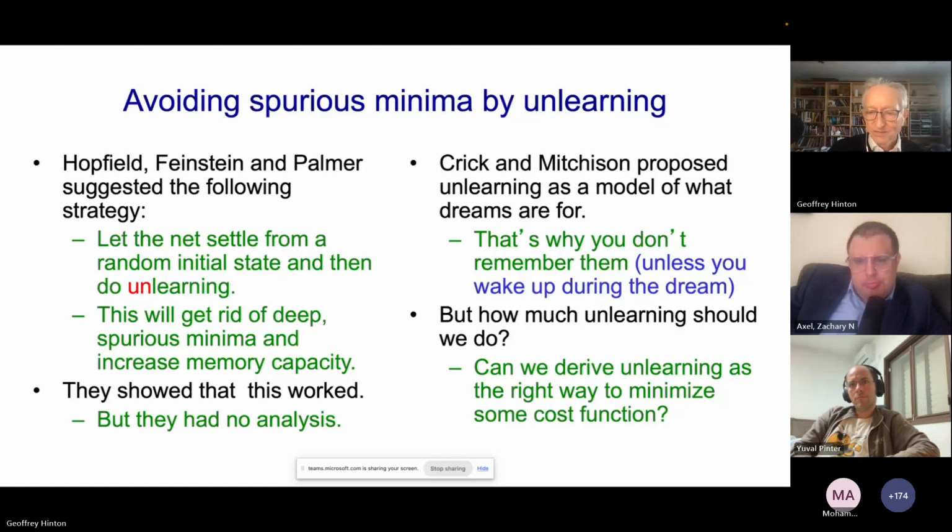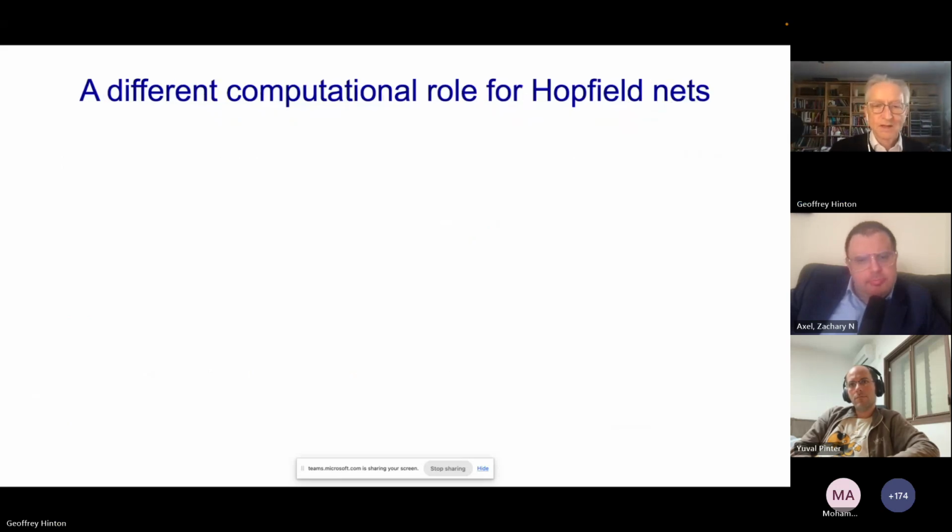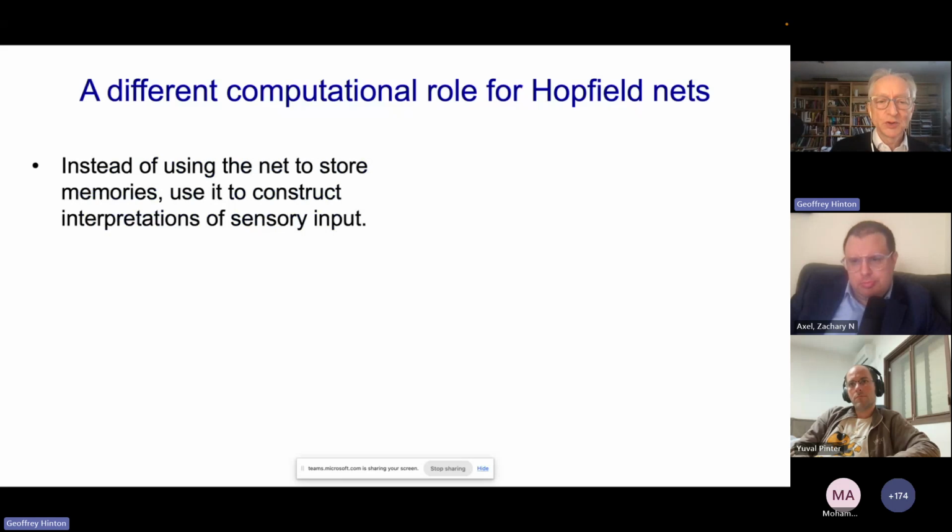And that was then combined with a different theory of what you might use Hopfield nets for. So instead of using them just to store memories, we could use them for perception. And in perception, you have some inputs, like the pixels of an image, and you want to interpret them. That is, get some interpretation of what the image depicts.